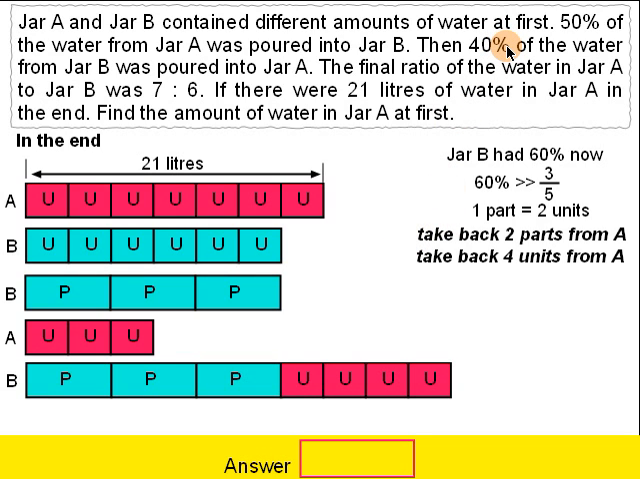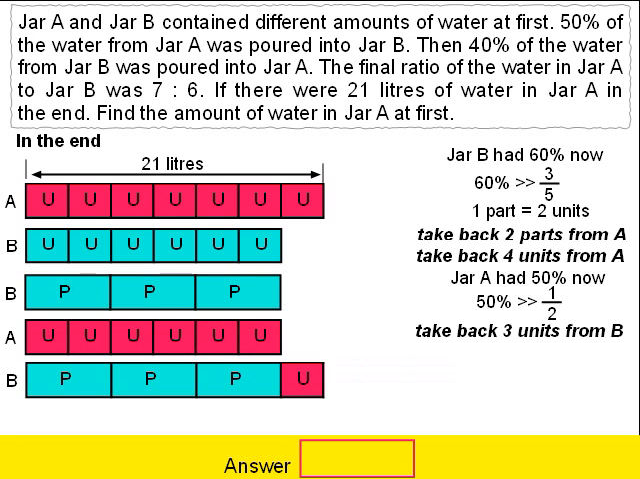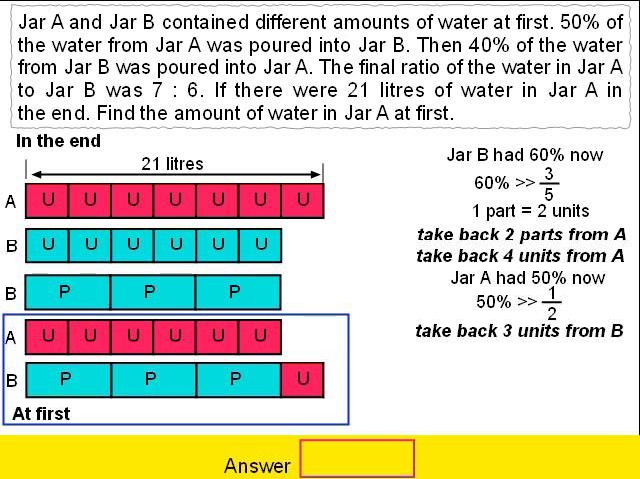It says that 50% of the water from jar A was poured into jar B. That means to say currently that jar A is having 50% or 1/2. 50% is 1/2. 1/2 of the original amount at first. So 1/2 is 3 units for A. That means to say that we have to return 3 units back from B to A, so that the model will reflect the model at first. All right. So we return 3 units. As we do that, then we know that the final 2 models A and B is reflecting the model at first, or the state of the water in the jar at first.